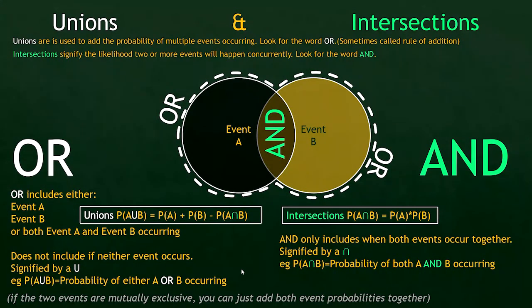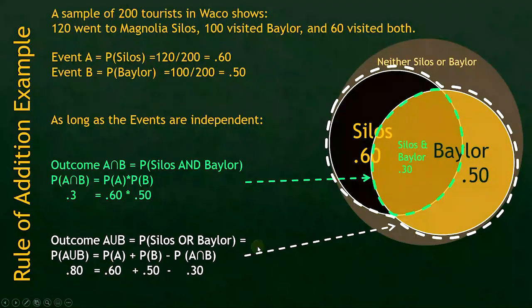And then the intersection, once again, this is the notation, and it's the probability of both A and B occurring. Okay, and then if the two events are mutually exclusive, you don't have to worry about subtracting this middle part because there is no middle part. If events are mutually exclusive, there is no intersection. Okay, so let's look at an example.